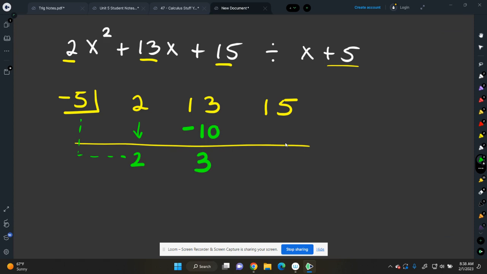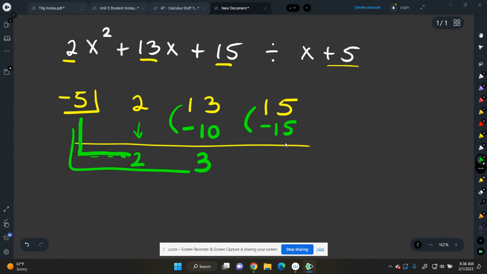Yeah, times a negative 5 times 3. That's negative 15, right? Notice what we did. We multiply and then we add. We multiply and then we add. What's 15 plus negative 15? 0.